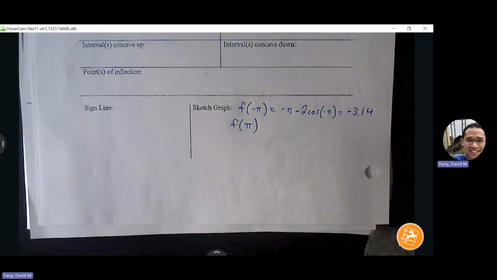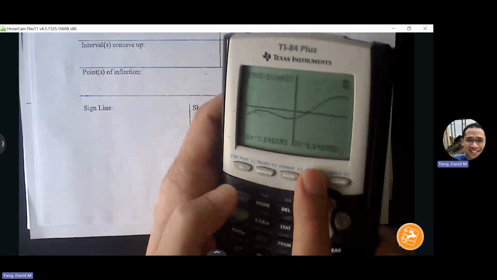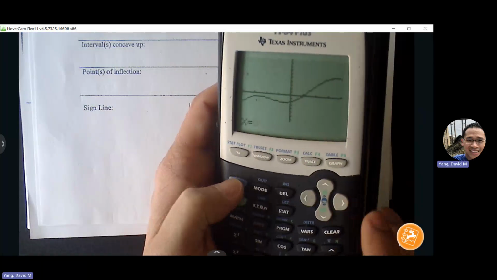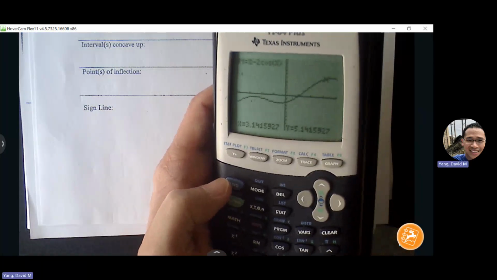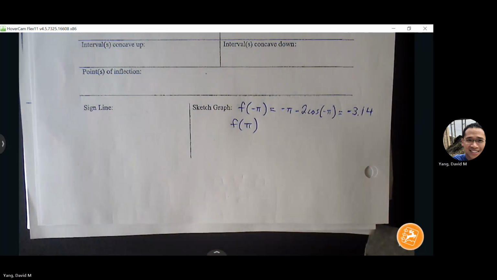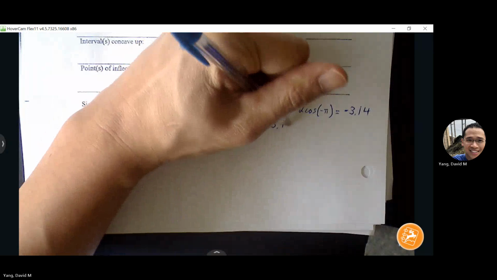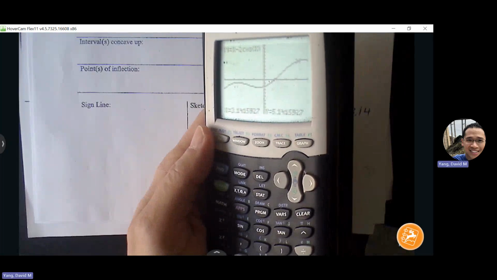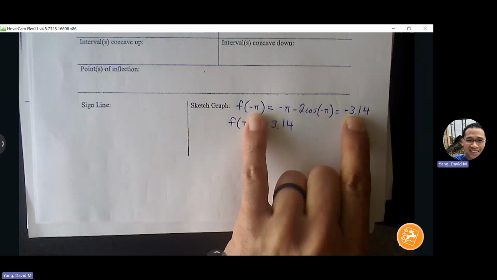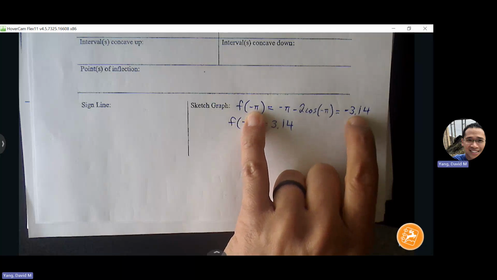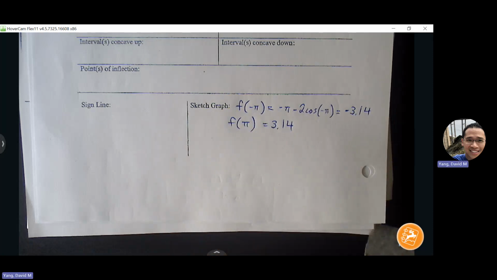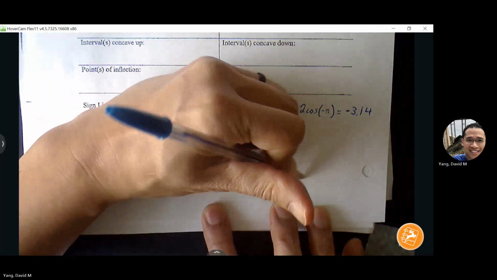If I want to find my other endpoint, again, if you do second trace value, and this time I can just plug in pi. It'll give me my other endpoint, which is also 3.14. So that's my ordered pair. Basically negative pi comma negative pi, and then pi comma pi. It just so happens that it's a coincidence that the x and y values are the same for those points.